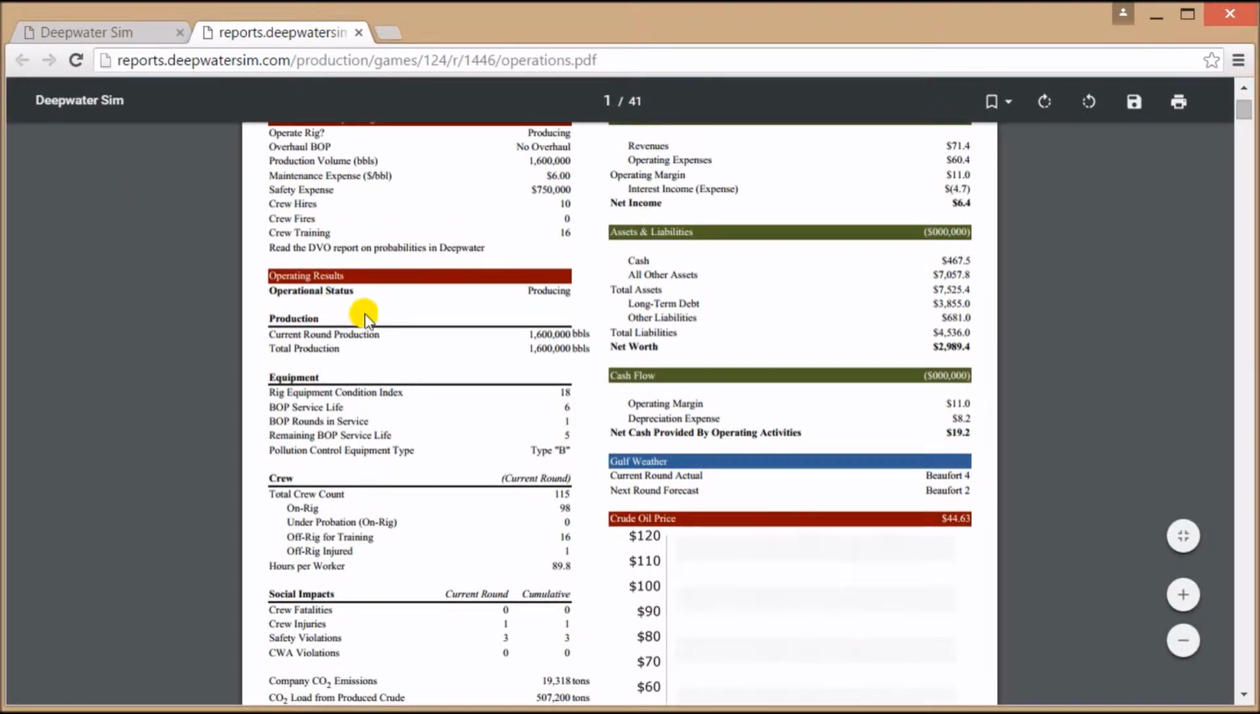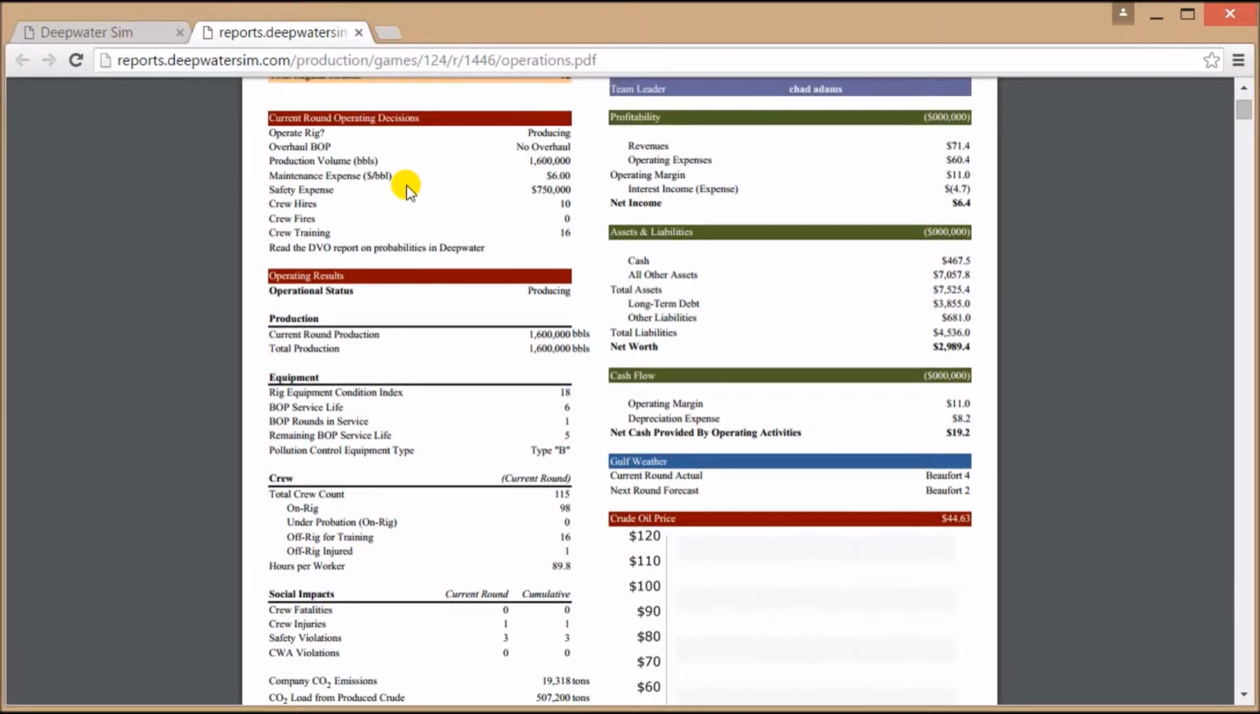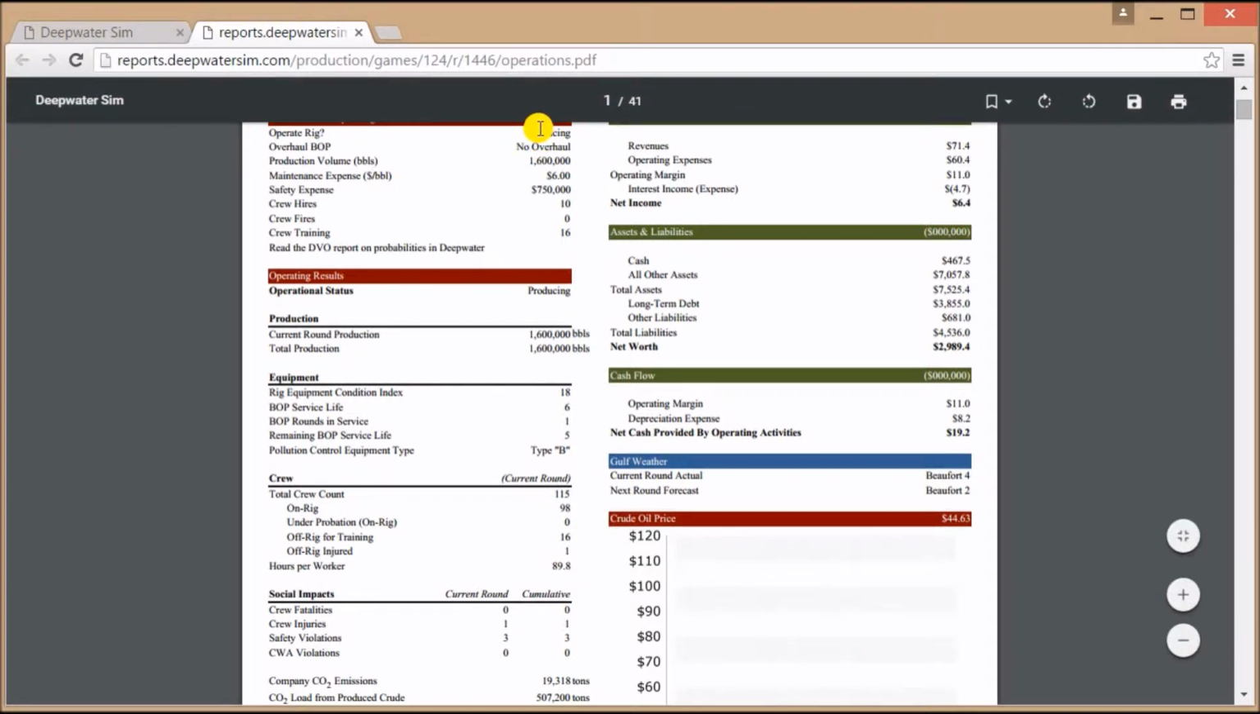And so first we see up in the upper left-hand corner here, the report captures the decisions that the individual teams have entered into the system. So this team decided they were going to produce in this round. They were not going to shut in. They decided not to overhaul. They requested 1.6 million barrels in production.